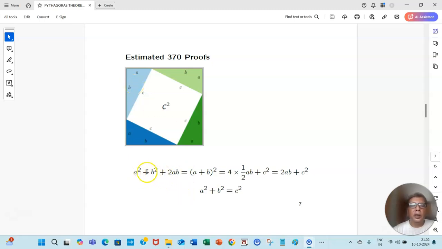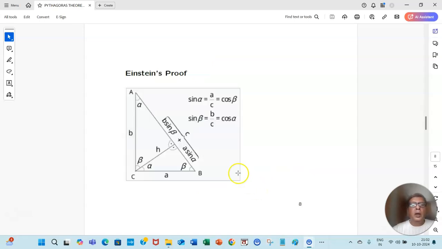So a squared plus b squared plus 2ab equals (a plus b) whole squared. The area of the big square equals 4 times half ab plus c squared, which is 2ab plus c squared. So we cancel 2ab on both sides and we get a squared plus b squared equals c squared. So that is the easiest proof.